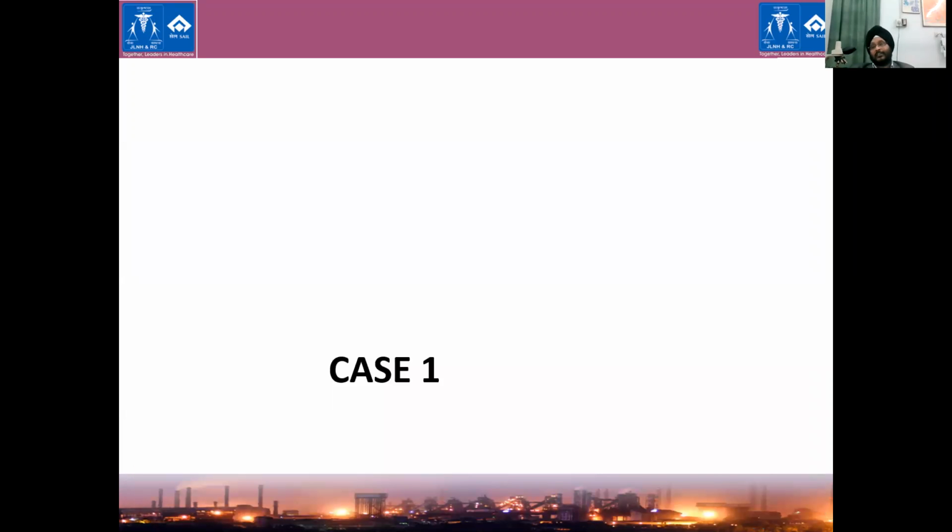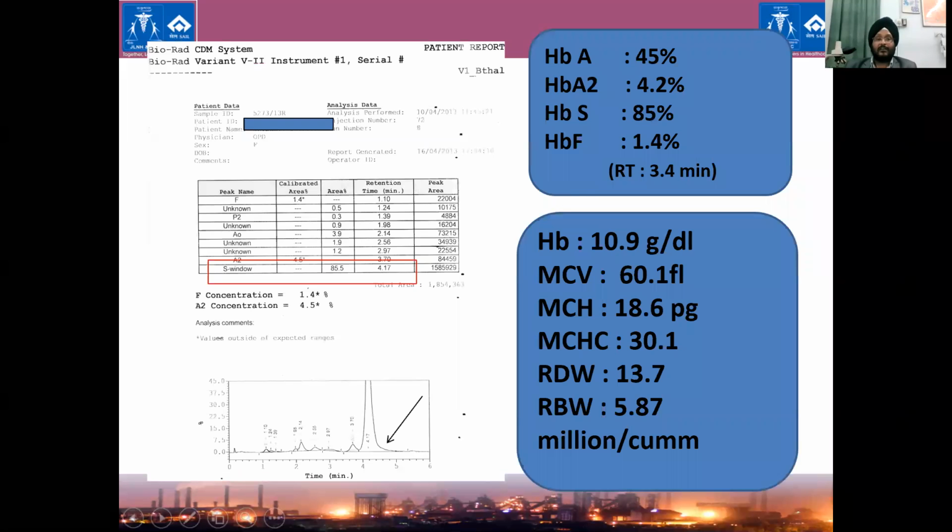So now we'll see the difficulties that we have faced in some of our cases, and how we went about resolving it with a minimum of resources. You can say that with a limited resource setting, how can we go about it? So this is a classical chromatogram. See, here we can see an S window. It is 85% of sickle window. So this looks like a classical case of homozygous HbS, 85% of S.